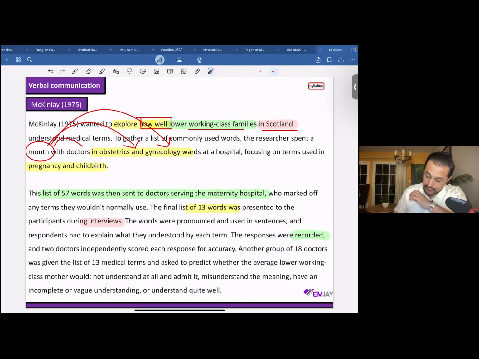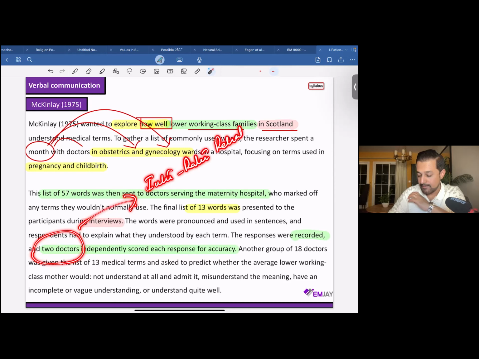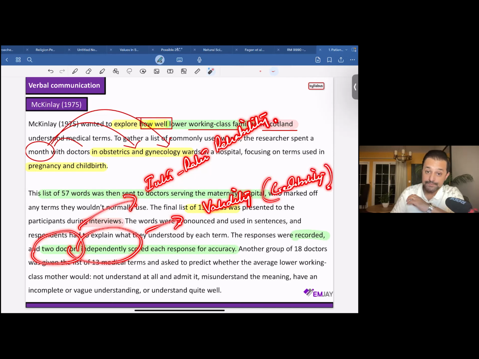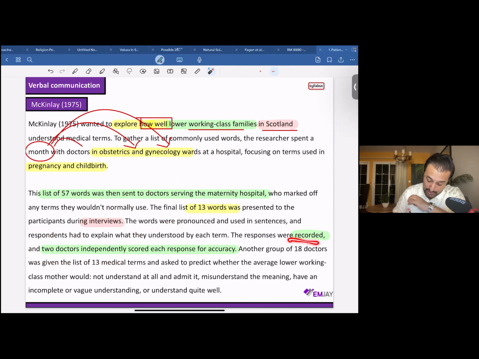The responses were recorded and two doctors independently scored each response for accuracy. We're talking about two doctors over here. If there are two doctors, we are referring to inter-rater reliability, right? Doctors independently scoring this again would add on to the validity of the research. This would again add on to the credibility or the worth of this particular research.